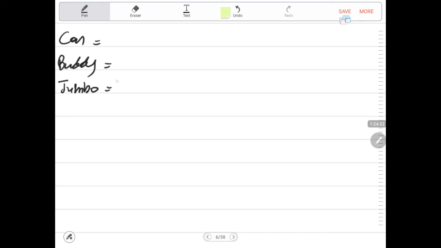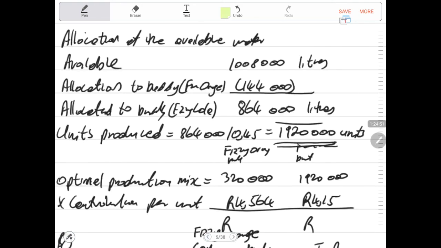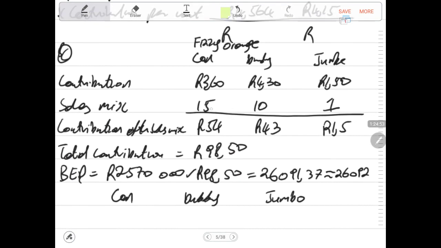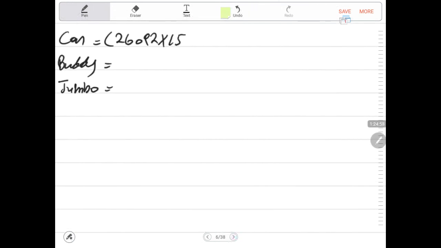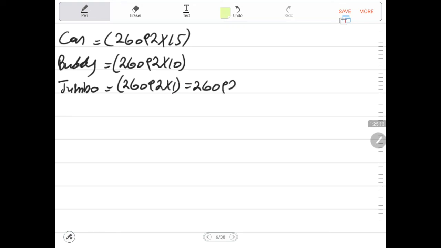Now for the can, it will be 26092 times 15. You multiply by the sales mix. Remember, our sales mix was 15:10:1. So we multiply by that sales mix, 26092 times 10. Then we have 26092 times 1, which will give us the same 26092.